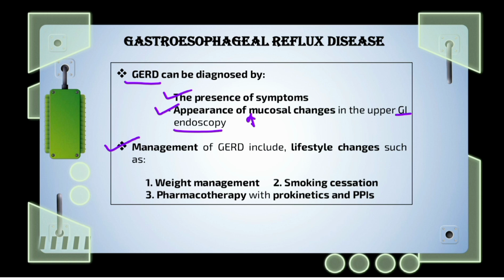This can be done by lifestyle changes, like weight management and cessation of smoking, and by pharmacotherapy using prokinetic drugs and proton pump inhibitors. The examples of these prokinetic drugs are metoclopramide, domperidone, cisapride, etc. The examples of these proton pump inhibitors are pantoprazole, omeprazole, rabeprazole, etc.